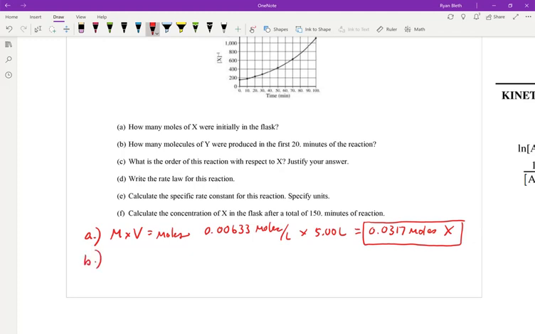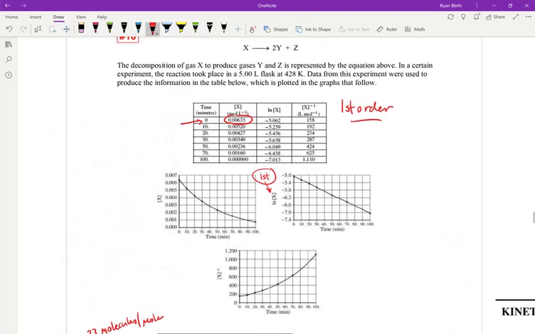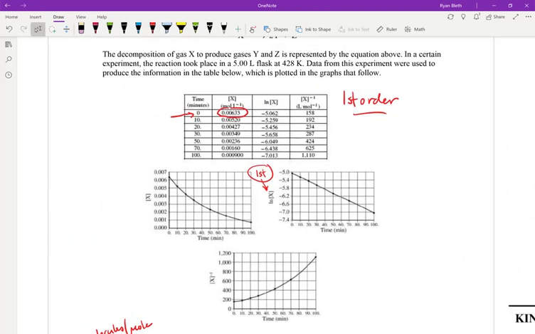Question B asks how many molecules of Y were produced in the first 20 minutes of the reaction. Typically when we're asked to find molecules or atoms or ions or some number of particles, that's where we use Avogadro's number, 6.022 times 10 to the 23rd particles, or molecules, or atoms per mole. In this case, molecules per mole of Y, in the first 20 minutes of the reaction. You might look at the data tables and say there's nothing in here about Y. Everything here is about the concentration of X. I can get that to moles, sure, I already did that in the first part. But how do I relate that to Y?